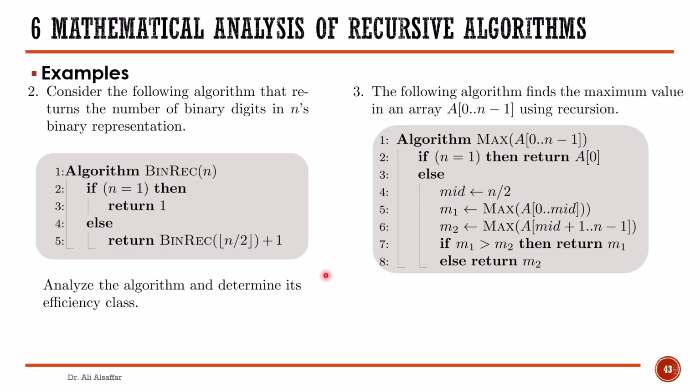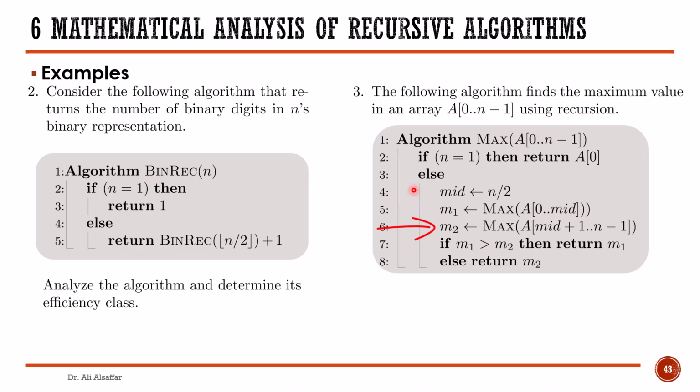In the following example, the algorithm uses recursion to find the maximum value in an array of size n. It begins by dividing the array into two equal halves by calculating the middle index, which is stored in a variable called mid at line 4. It then recursively finds the maximum value in the first half, ranging from index 0 to mid, and stores it in M1.